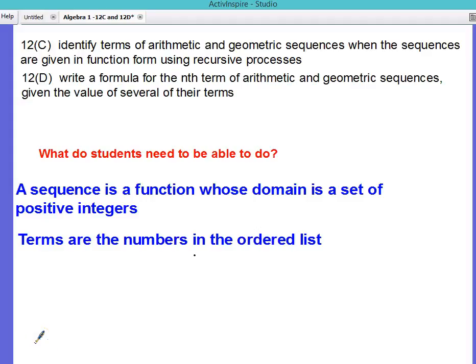Hi teachers, I wanted to make sure that I have addressed 12C and 12D. These are two new TEKS that we're going to cover in our next unit. Some of you have already started planning for it. By the end of this video, I want to make sure that I've answered this question: what do students need to be able to do?